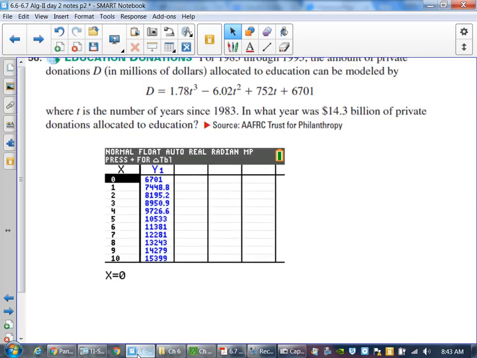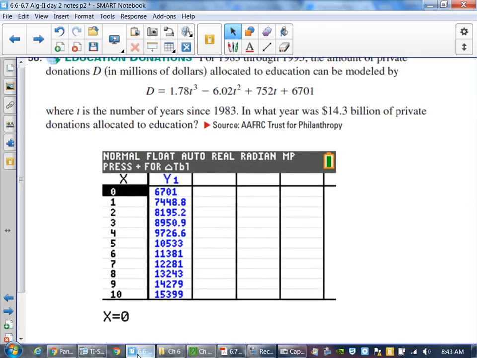So this is in millions of dollars. So at year 0, $6.7 million, or wait, is it 6.7 million? Or is it 667? Okay. All right. Oh, that makes sense then.